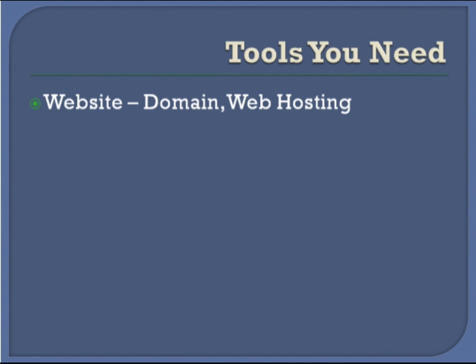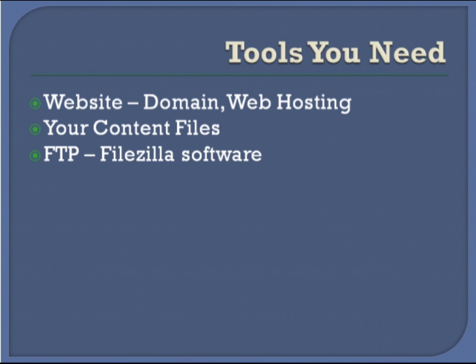Now what I want to do is talk about the tools you need so that you can gather those tools before we begin the implementation process. You're going to need a website. You're going to need a domain and web hosting. Now in this video series, I'm going to assume that you already have a website and you already have your content. But what I'm going to do is show you how to implement this and create an automated machine and add it to your website. You're going to need an FTP program, which stands for File Transfer Protocol. All that means is a fancy term for uploading your files to your web hosting account.